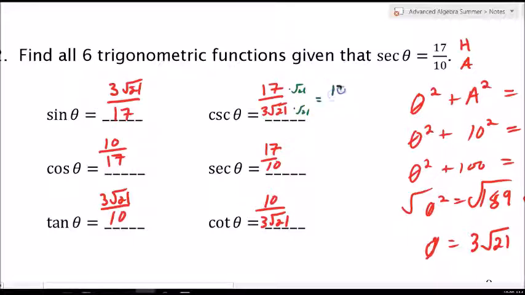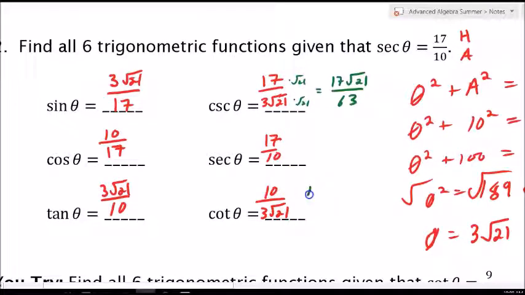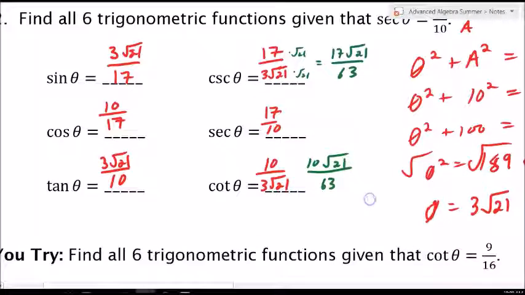So on the top, I'd have 17 square root of 21. And then I do 3 times 21 on the bottom. The square root of 21 times square root of 21 is just 21. So that gives me 17 over 63, and that one is not going to reduce. We're good here. Square root of 21 on top and bottom gives me 10 root 21 over 63 again, and we know that will not reduce either. So we're good there.